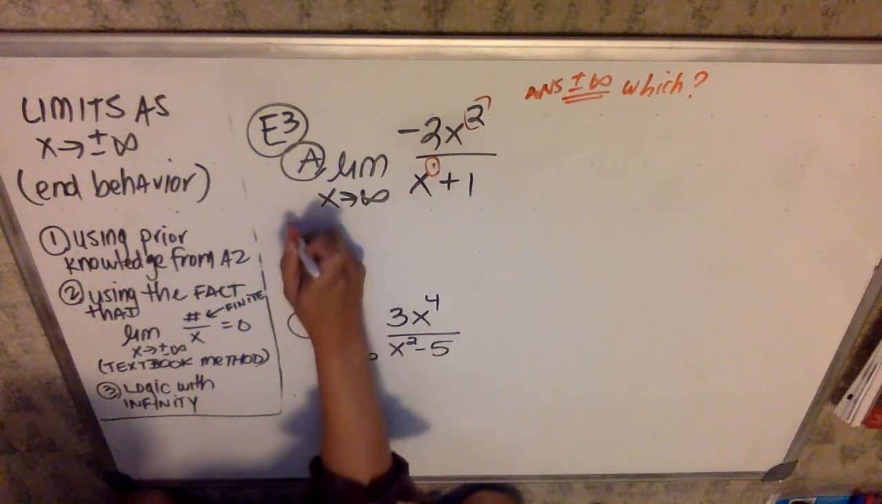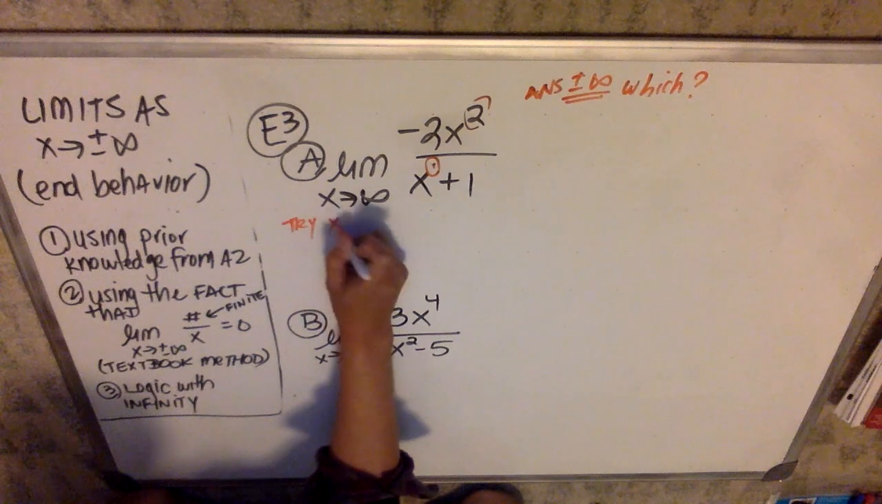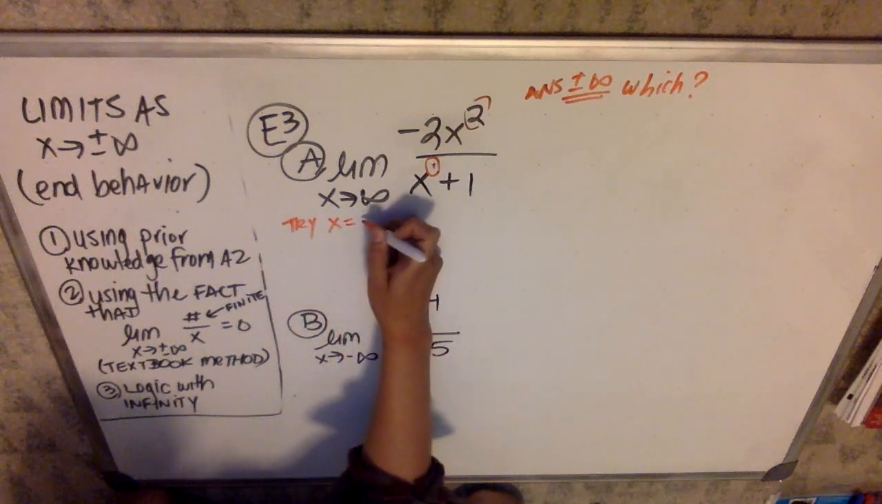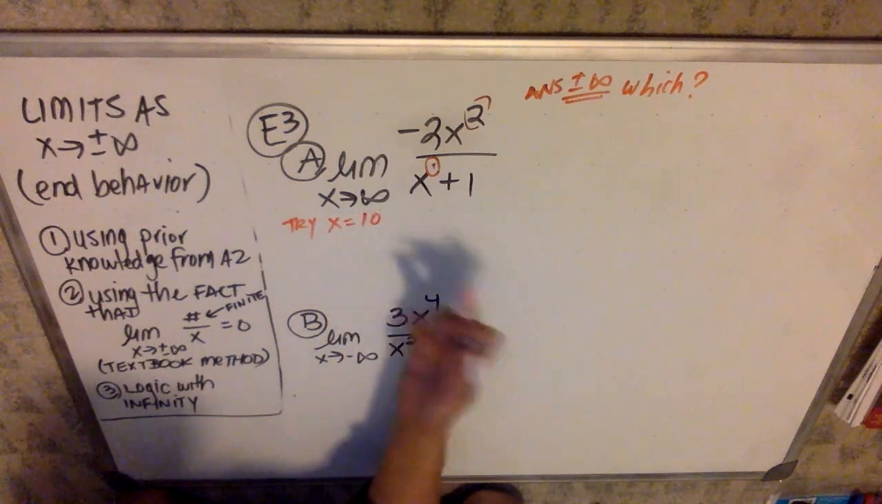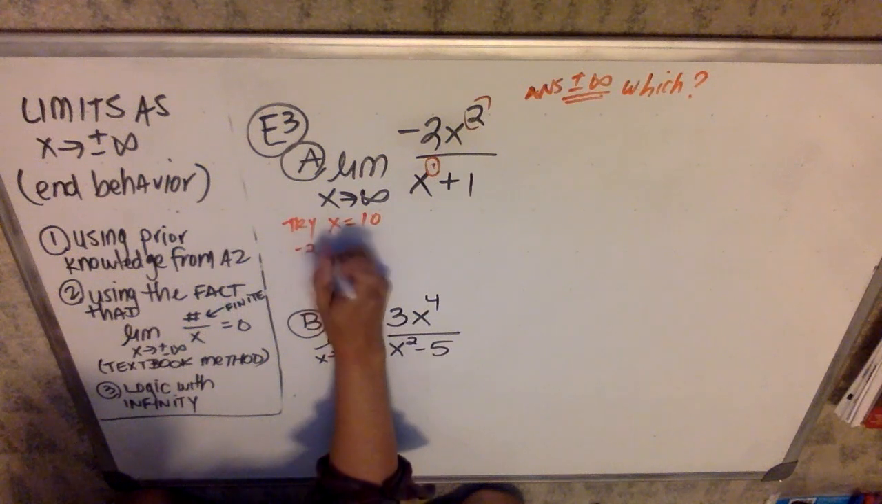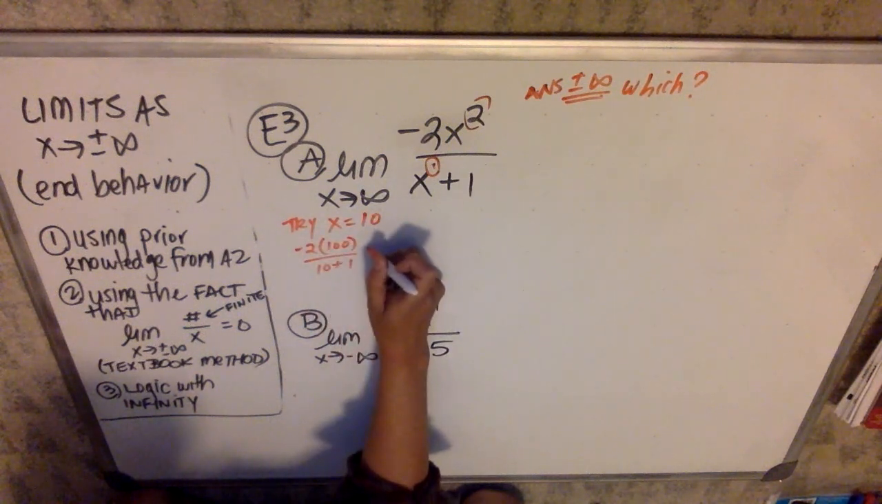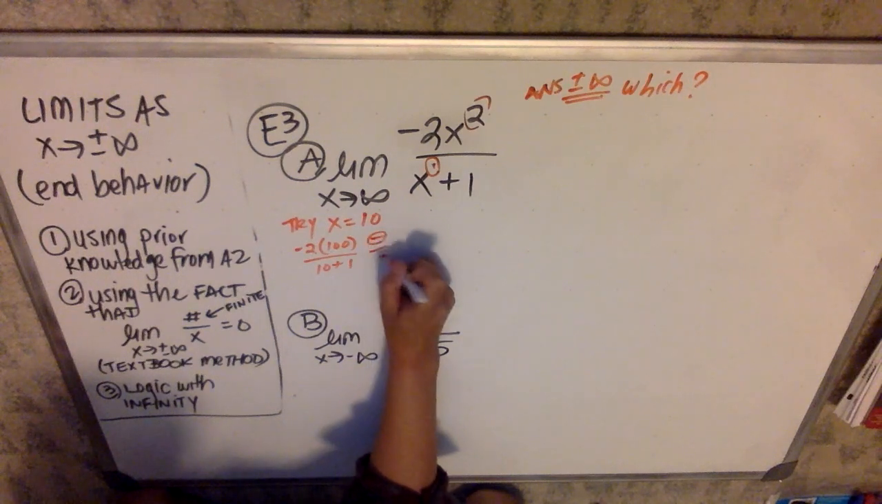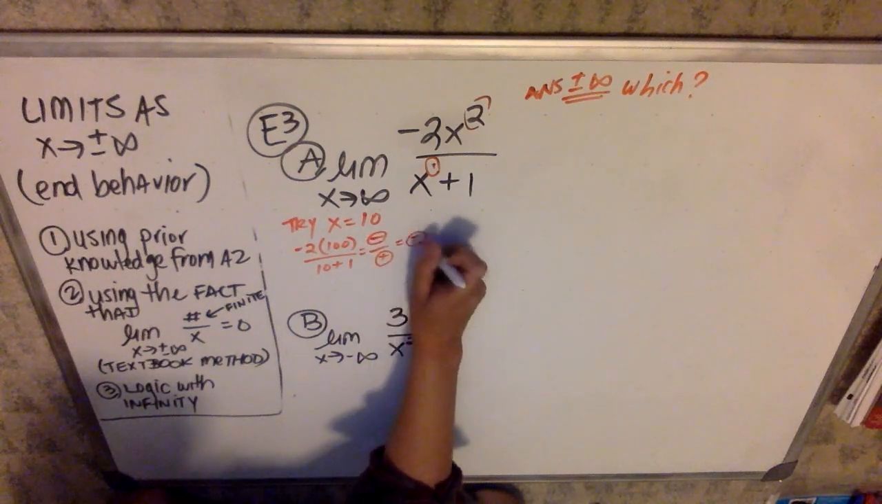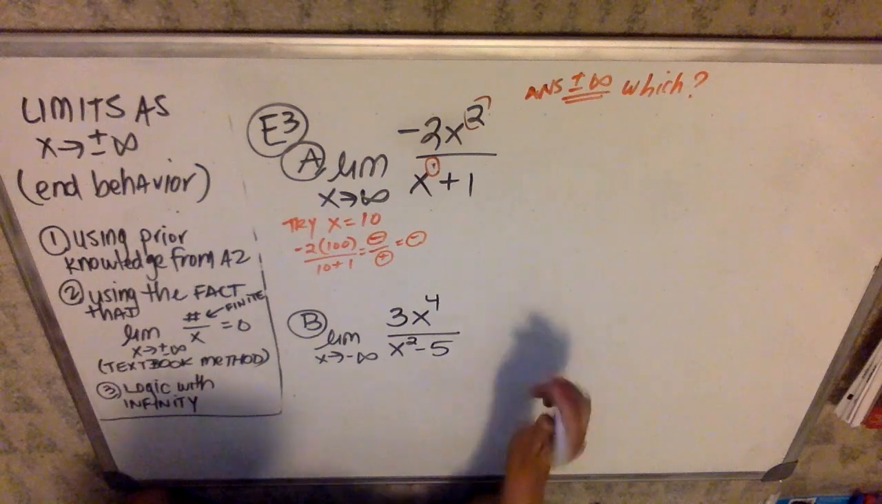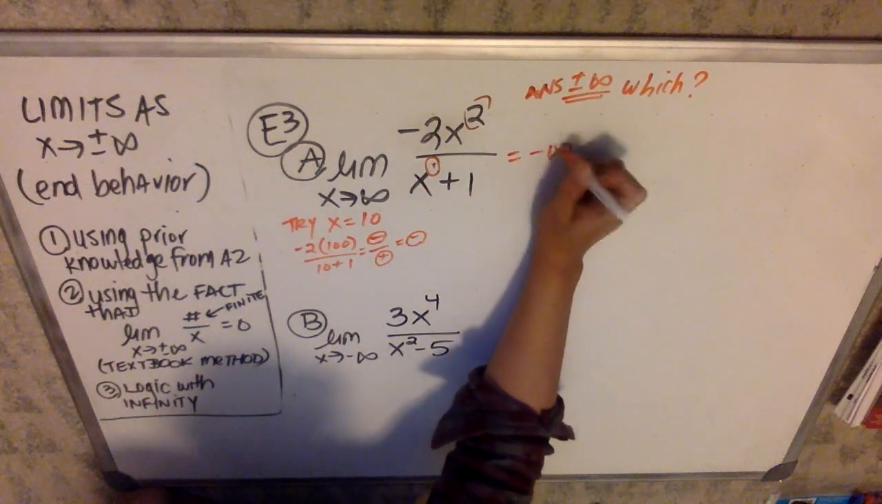So if I try something like x equals, it doesn't even have to be that big of a number, to be honest. You could probably go ahead and pick 10, right? If you pick 10, you'd get negative 2 times 100 over a 10 plus 1. That is a large negative number over a positive number. Oh, hey, look, this is going to come out negative, right? So I say, cool, look, logically that's a negative infinity.